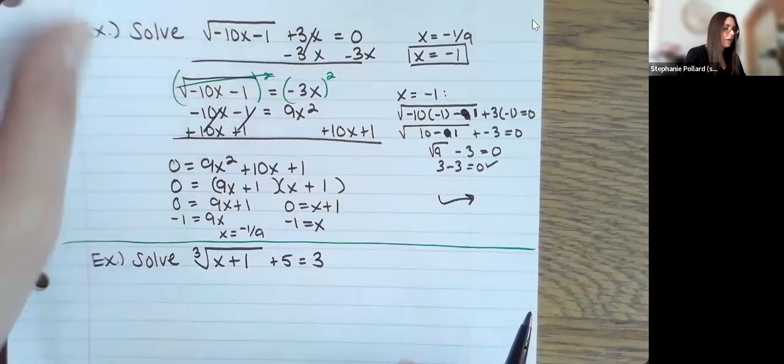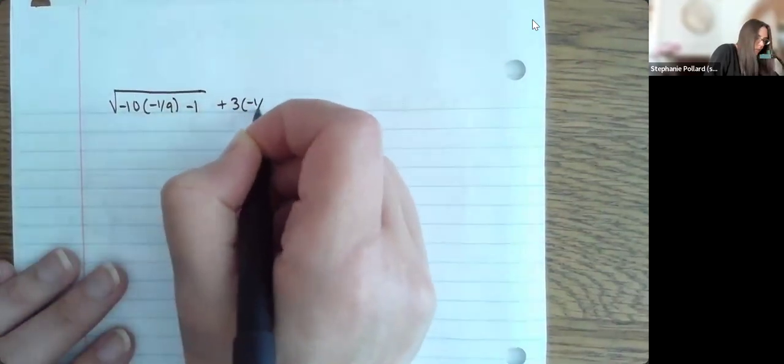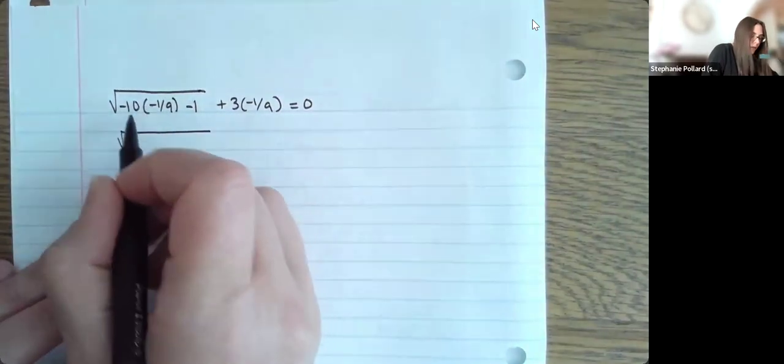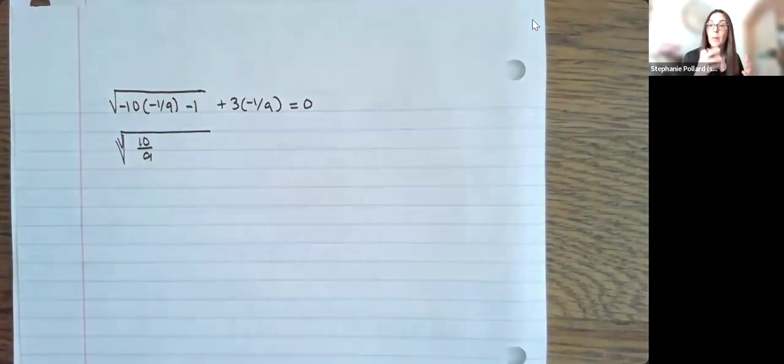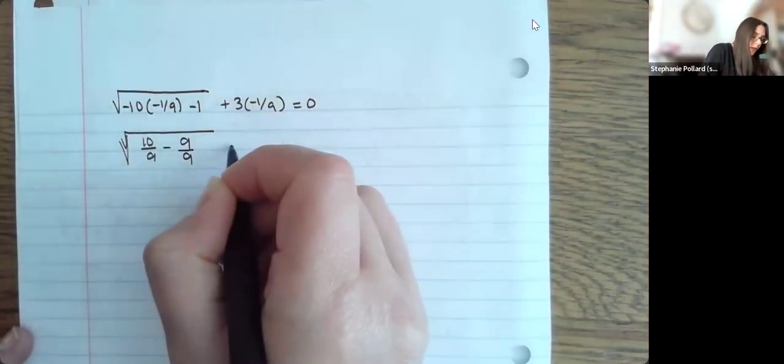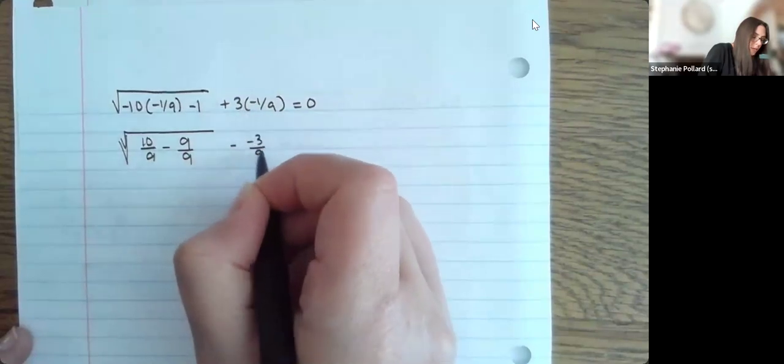I'm going to go on the back side here because this is going to take a little bit more time. So here, those two negatives will cancel. I have 10/9 under my root here. Now I have a -1. I'm going to do a couple steps at once here. I'm going to do common denominators. So 1 is the same thing as 9/9. So I'm going to change this to -9/9. This becomes -3/9.